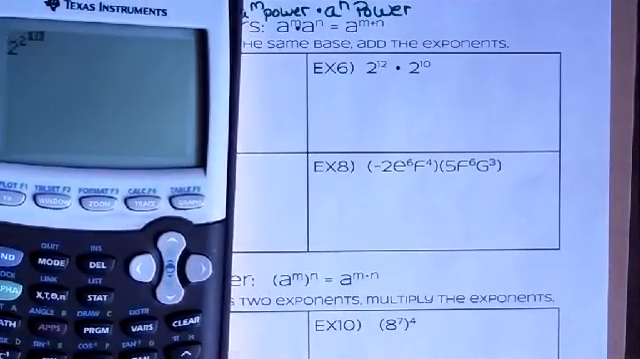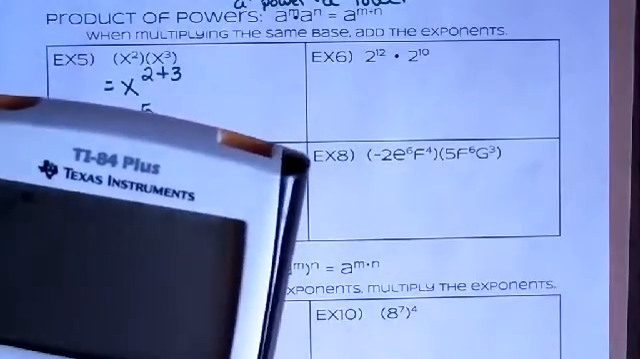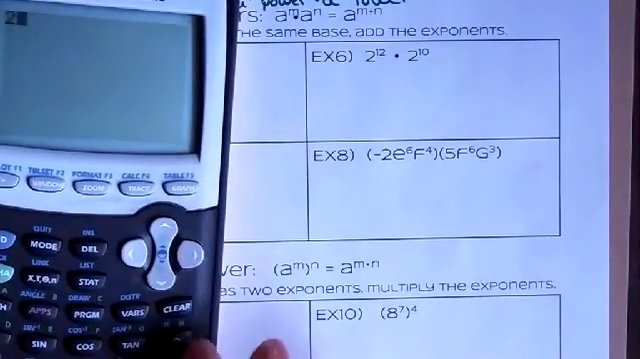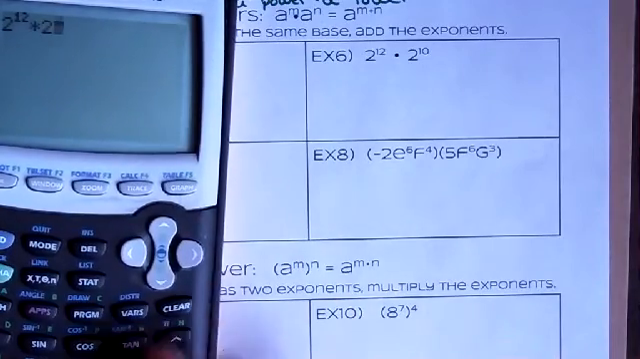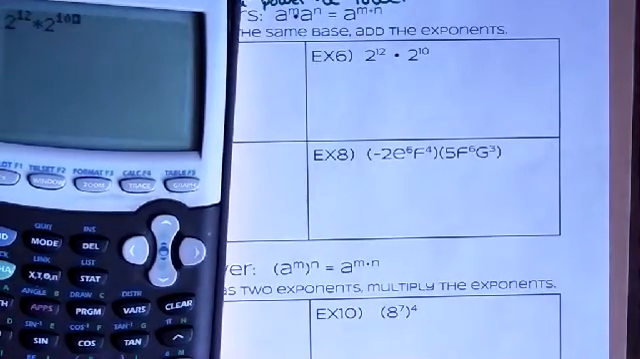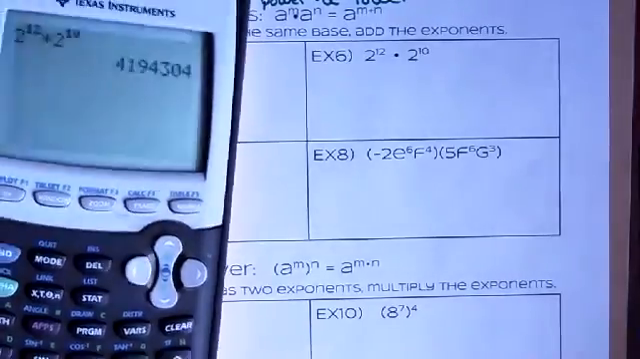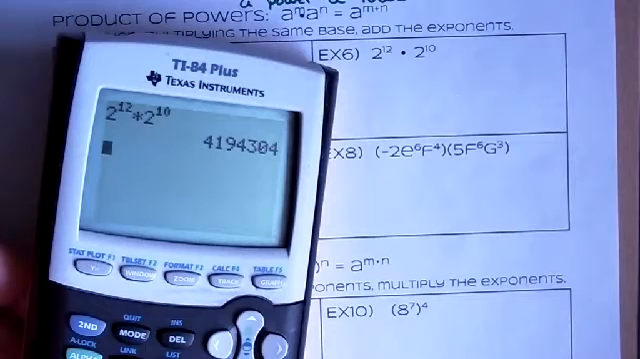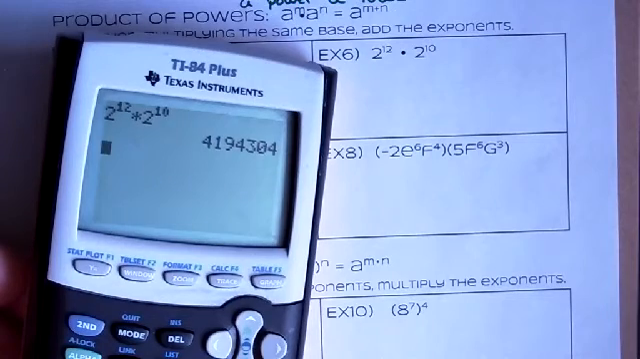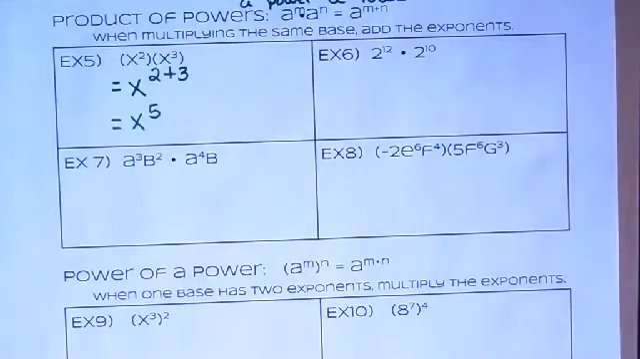Two to the 12th power times 2 to the 10th power, so I get it put in the calculator correctly. Am I really going to want to multiply all those 2's out together to come up with 4,194,304? Nope. So here's a quick, easy way we can do this.